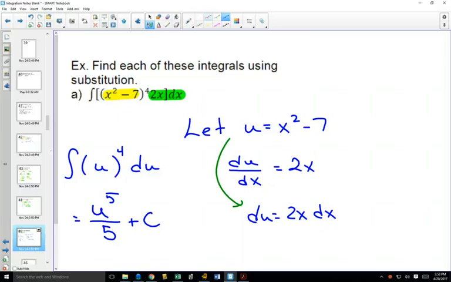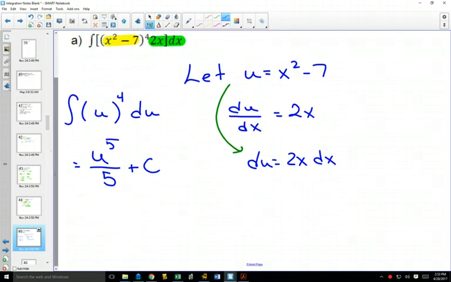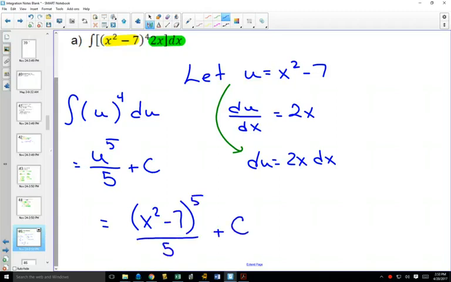Easy peasy. And now that we've integrated, we can go back and say, well, what did u actually equal? Well, we let u equal x squared minus 7. So the final answer for this one is x squared minus 7 to the power 5, all divided by 5, plus c.